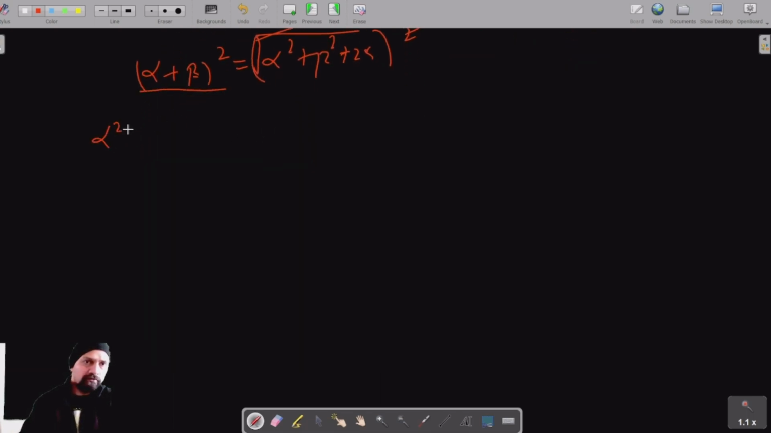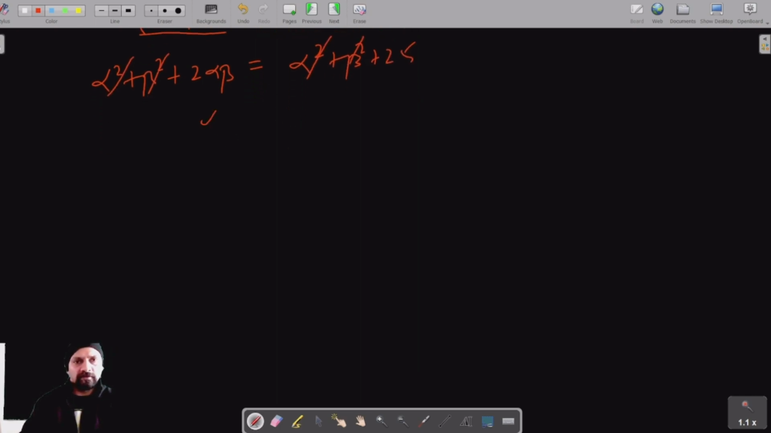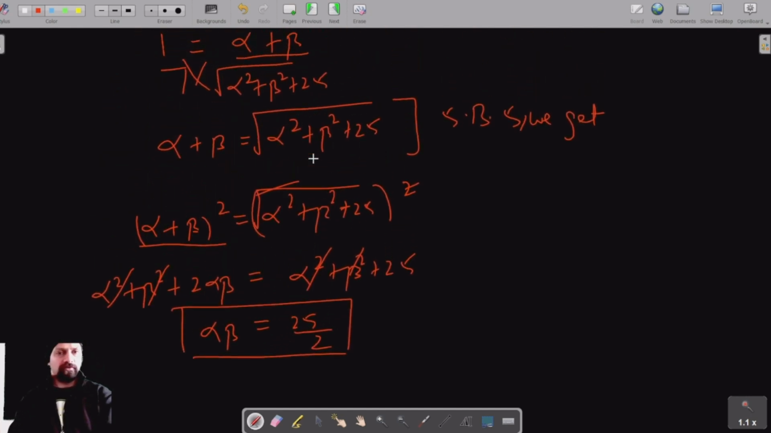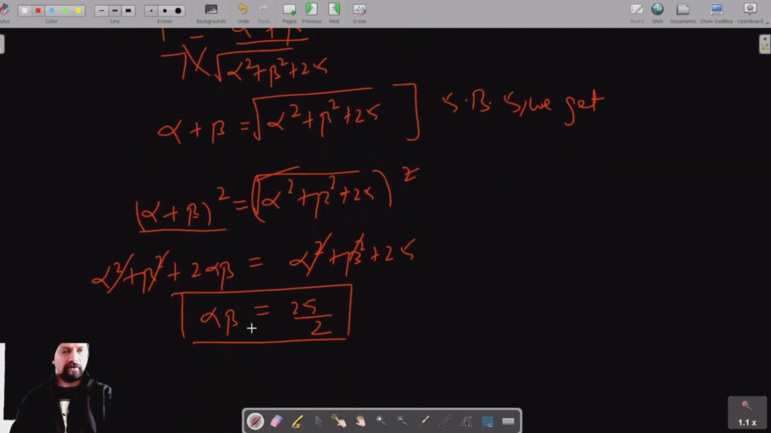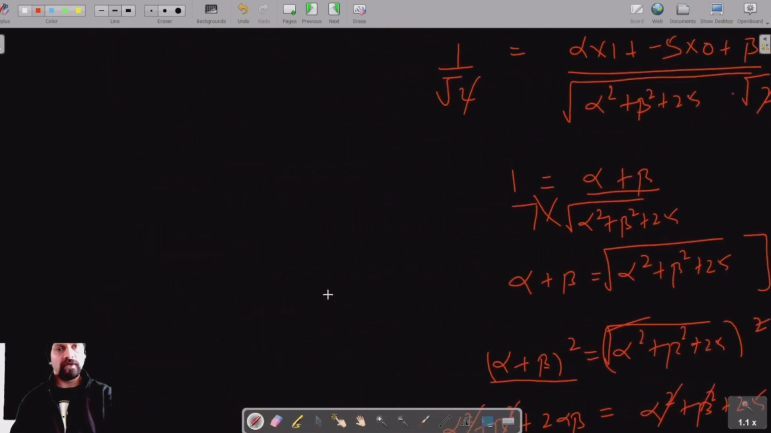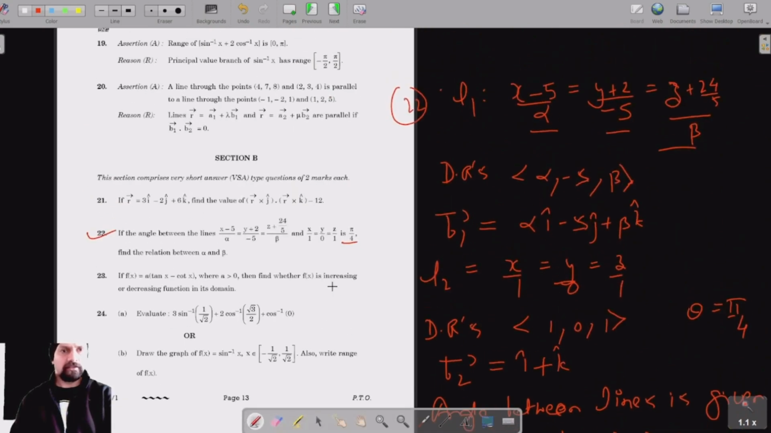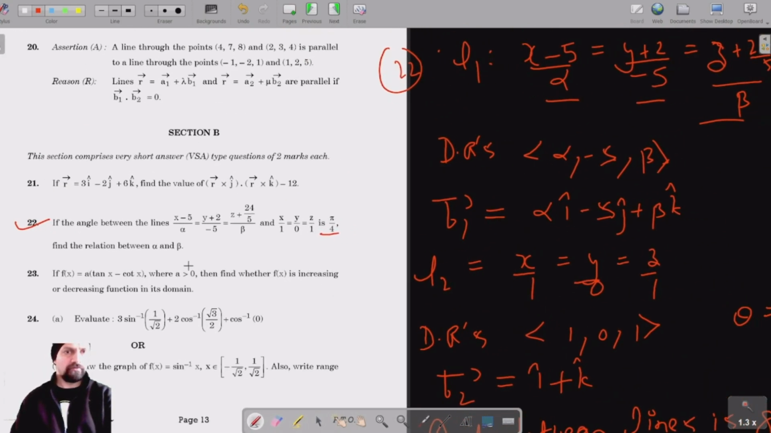So alpha plus beta the whole square is alpha square plus beta square plus 2 alpha beta, which is alpha square plus beta square plus 25. Alpha square beta square gets cancelled. So alpha beta is equal to 25 by 2. So this is the relation between alpha and beta, that is the product of these two is equal to half of 25. And this also solves question number 22. Let's move on to question number 23.